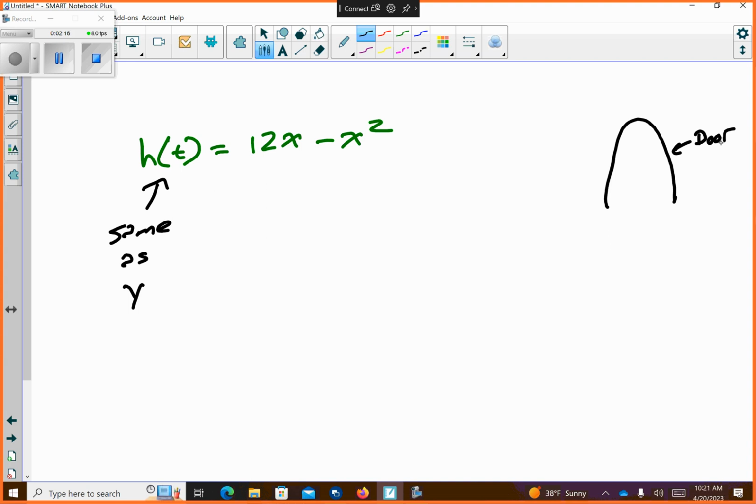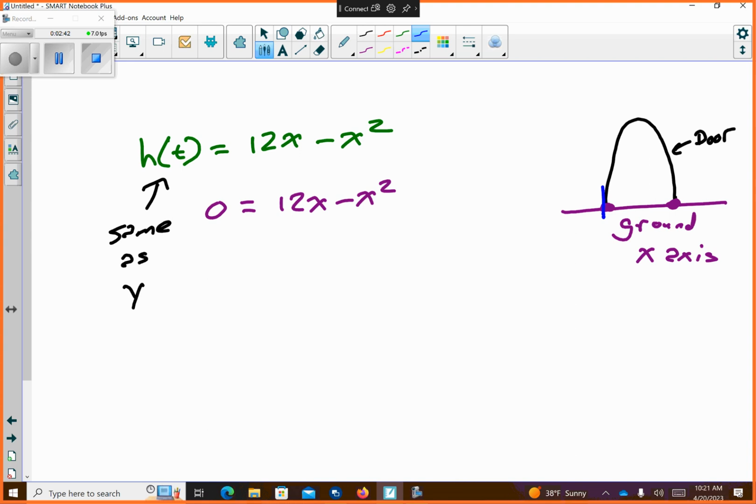So let's think about a couple things that we could generate off of this. First thing I want to do is set it equal to 0. What that's going to find is this point and this point. So this is the ground. In this case, the ground is the x-axis. And we're going to have the y-axis, which is like the height in feet. So we need to think about how we might solve this problem.